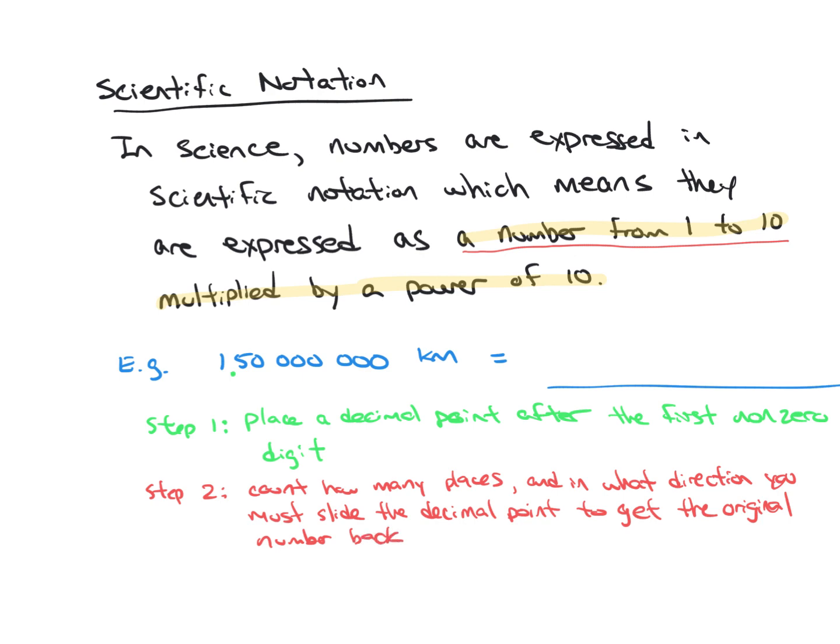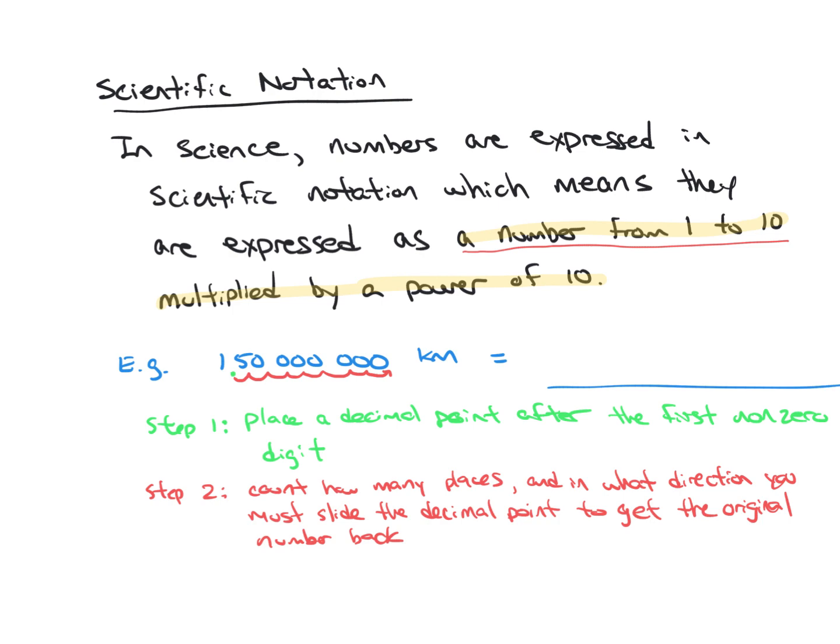Okay, so it says count how many places and in what direction you must slide the decimal point to get the original number back. So where I put that green decimal point, that was step one. I need to get my original number back. So I'm going to have to slide it 1, 2, 3, 4, 5, 6, 7, 8. Okay, I'm going to have to slide it 8 spots to the right.